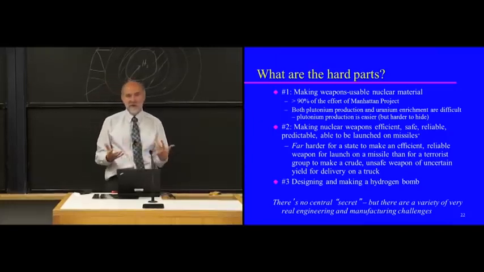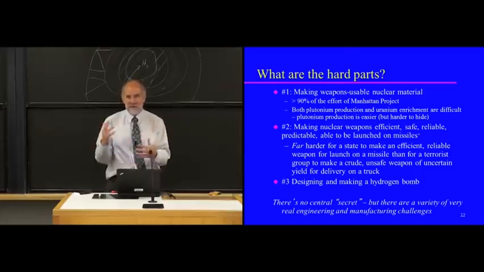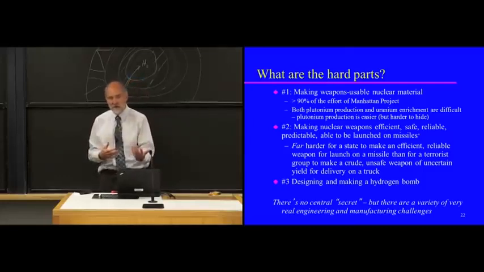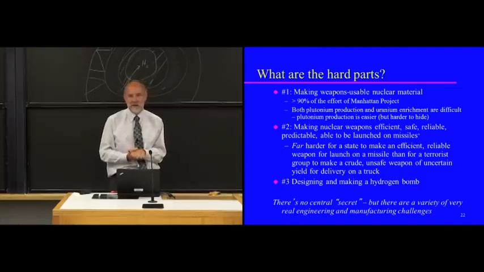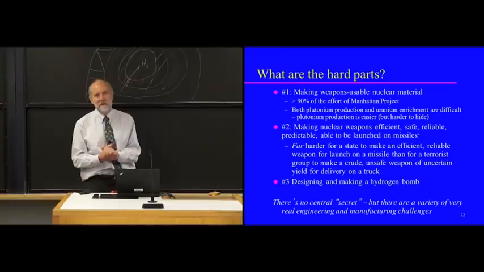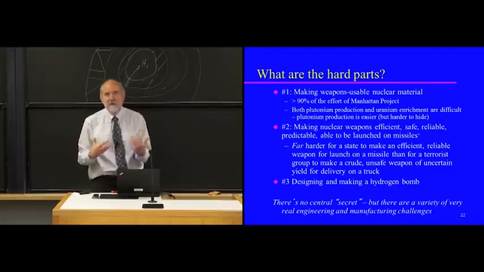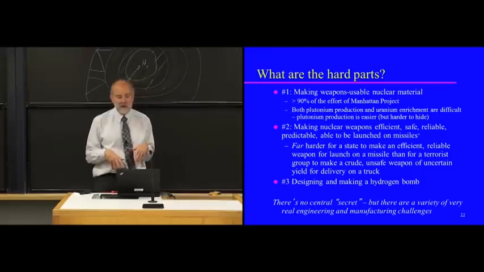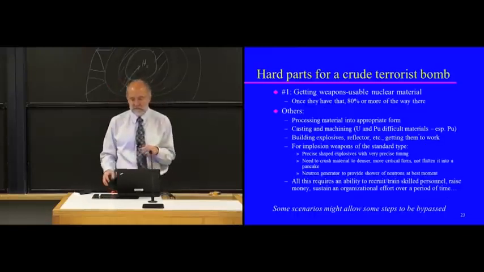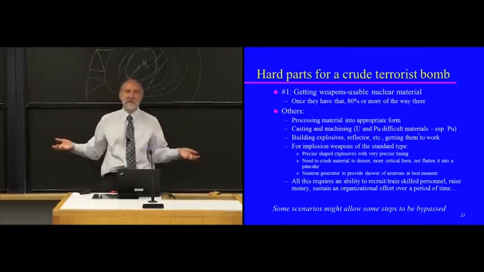All right, the third really hard part is designing and making a hydrogen bomb. That complex thermonuclear weapon I talked about, thermonuclear, hydrogen, fusion, all of those are referring to the same thing. That is extremely complex, and I think very difficult to do without some degree of testing. There is no central secret to making nuclear weapons, but there are a variety of very real engineering and manufacturing challenges.